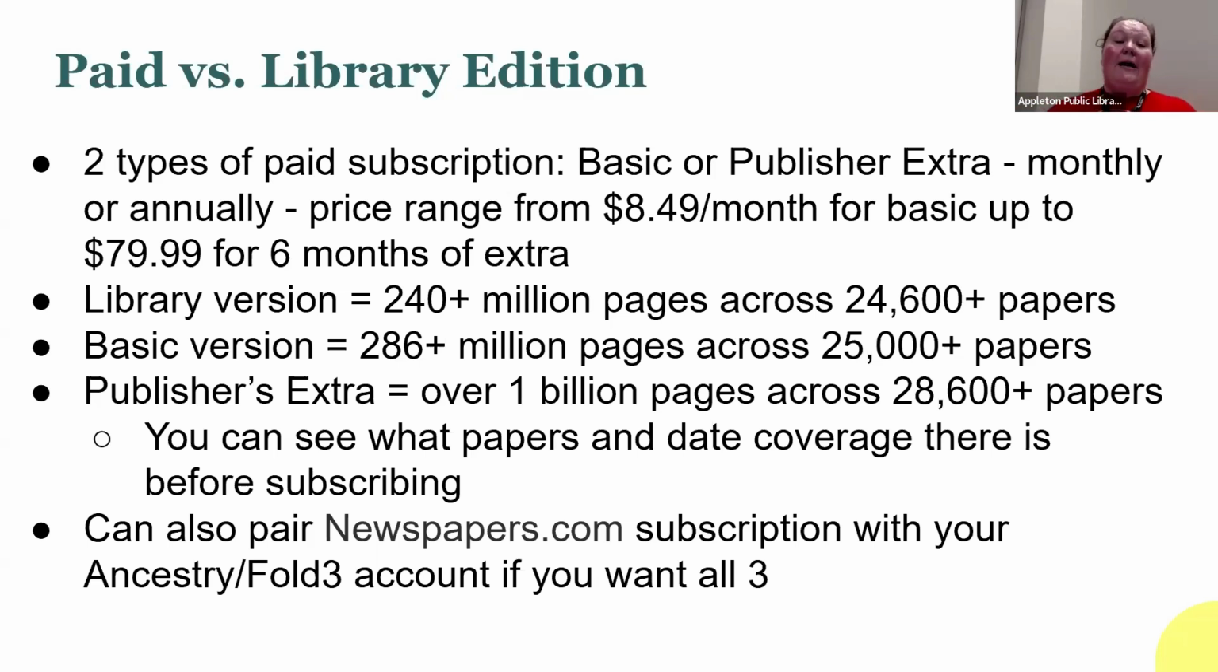So watch for those. But for comparison, the library edition has 240 plus million pages across 24,600 plus newspapers. Whereas if you had that paid basic subscription, you'd get access to a few more pages, about 286 million, and you'd have more papers, a little bit more than 25,000. But that publisher's extra is going to give you the most access to newspapers, so that's why they charge a little bit more for it. It's over 1 billion, with a B, pages across 28,600 papers.